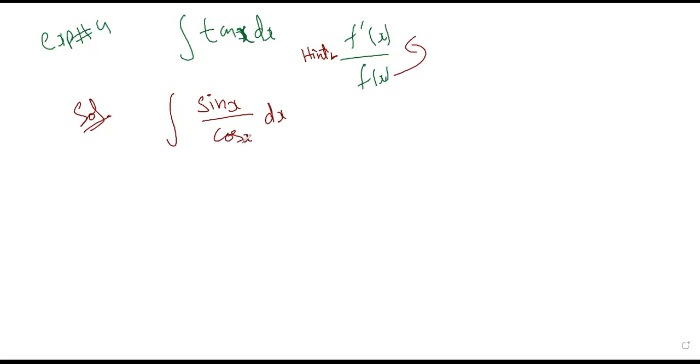The derivative of cos x is minus sin x, so you need to have a minus here. You will have a minus here as well because you need to neutralize things. You need to balance things in mathematics, right?